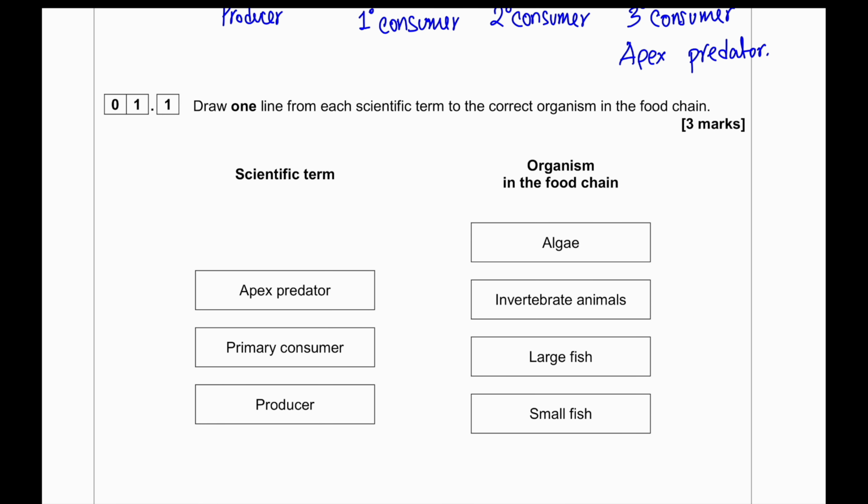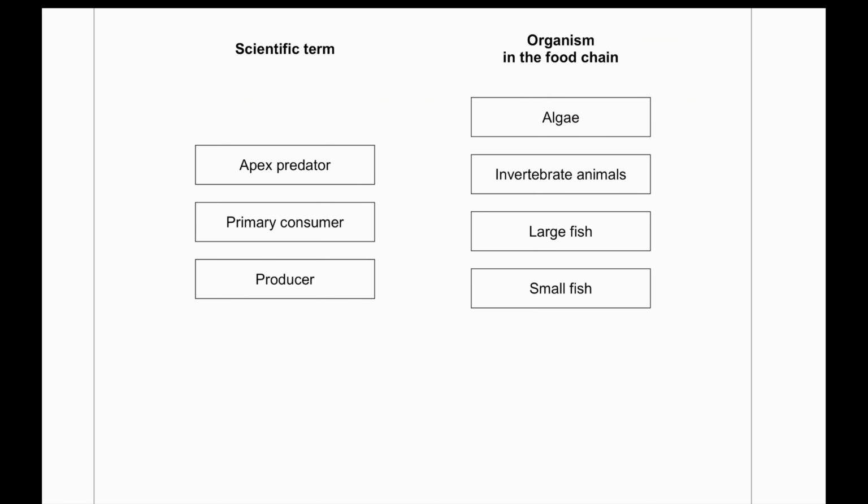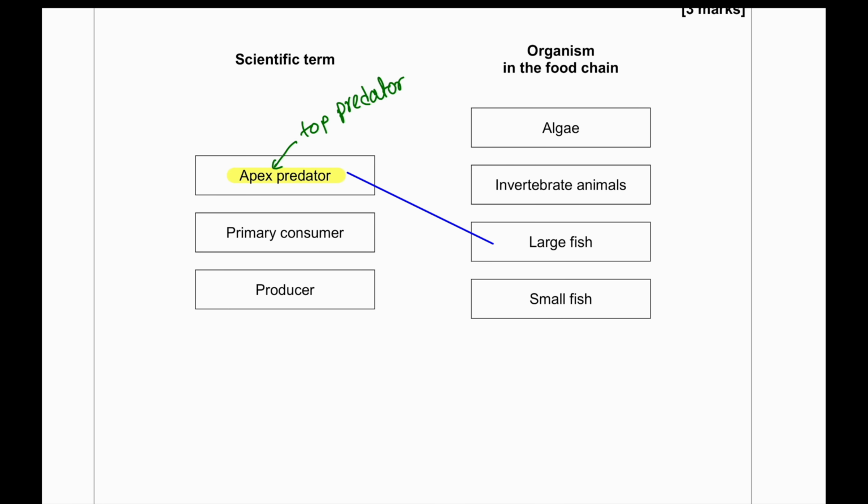predator. Draw one line from each scientific term to the correct organism in the food chain. So the scientific term is apex predator. Now, as discussed earlier, apex predator is the large fish because it's the consumer that doesn't have any more consumer above it. So we can call it top predator. So the primary consumer in this case will be the invertebrate animals which consume the algae. So they are the primary consumer.